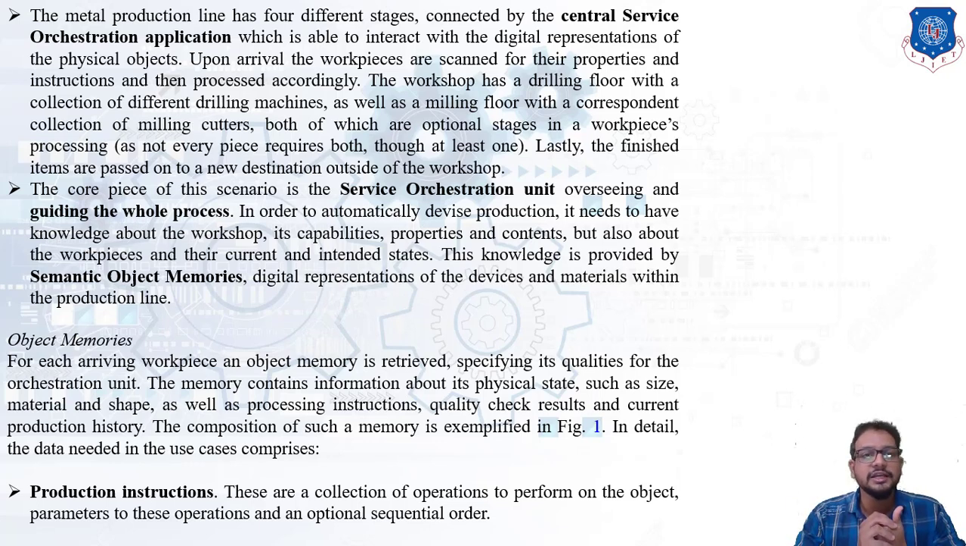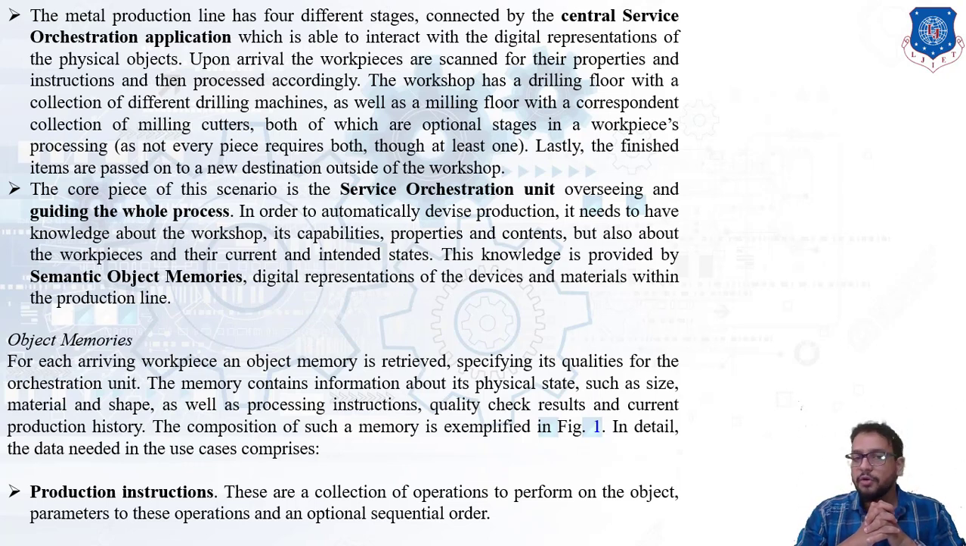Now there is a drilling floor with a collection of different drilling machines, as well as a milling floor with a corresponding collection of milling cutters. We know the purpose of a drilling machine is to create a hole in a workpiece, and the purpose of a milling machine is to create a gear, right? We need to cut a gear. So basically the workpiece will be converted into a gear. Now for producing a gear, we know that at the center we need to drill a hole, so that will be done by a drilling machine, and on the periphery of the workpiece we need to cut teeth, which will be done by the milling machine. Both of these are optional stages in workpiece processing. Okay, and finally the finished items are passed on to a new destination, which will be outside the workshop.